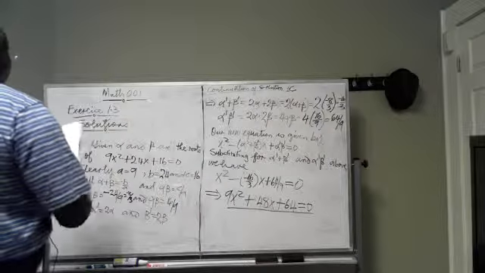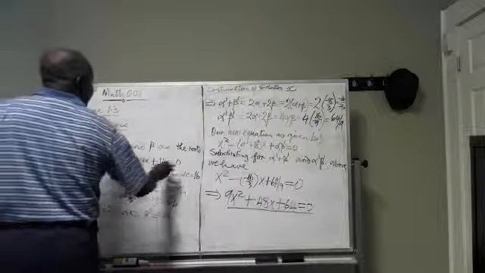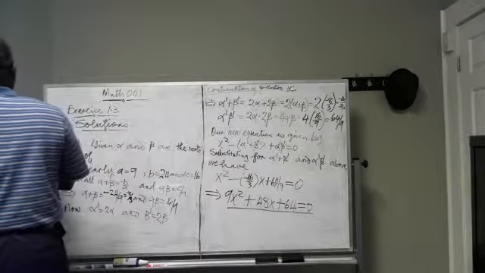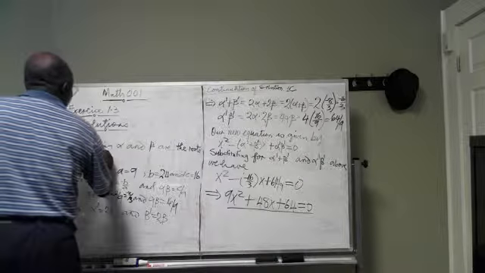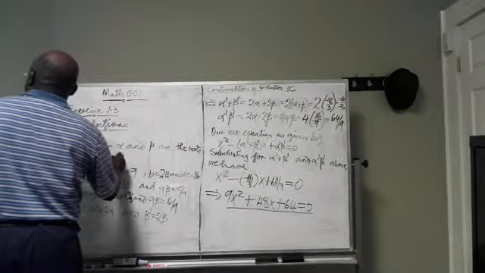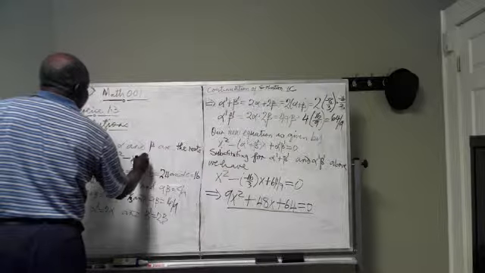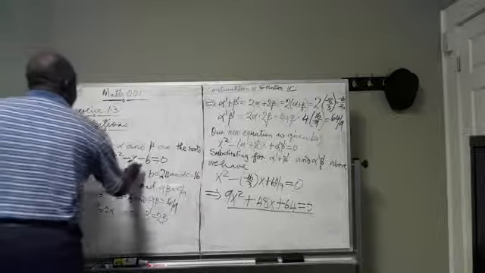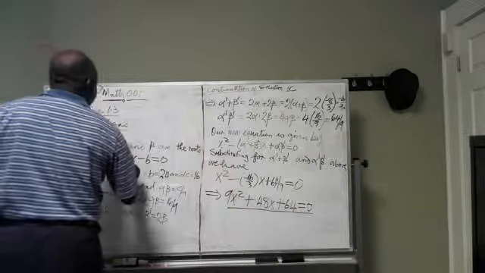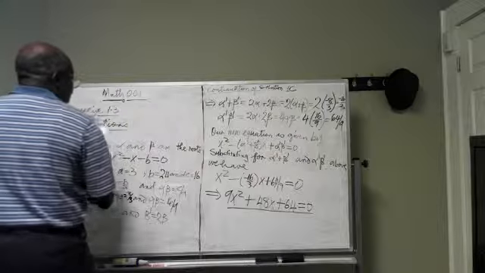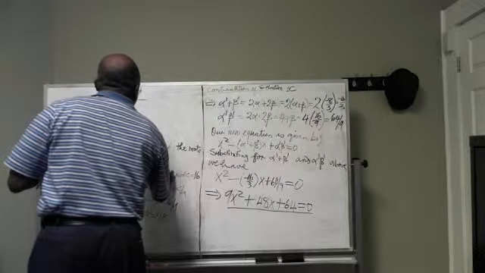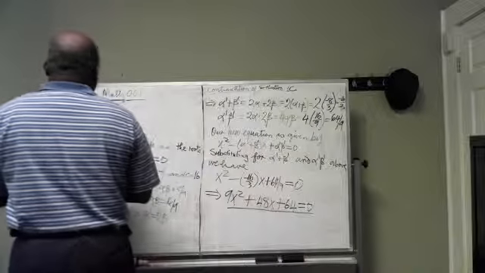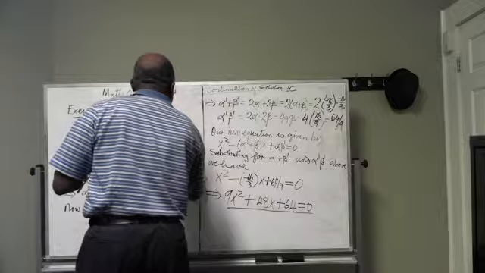Given alpha and beta are the roots of 3x squared minus x minus 6 equals 0. Clearly, A equals 3 here, B equals minus 1, and C equals minus 6.